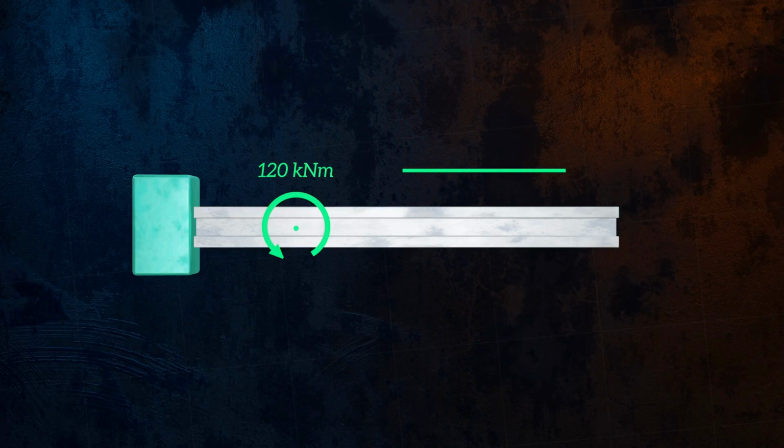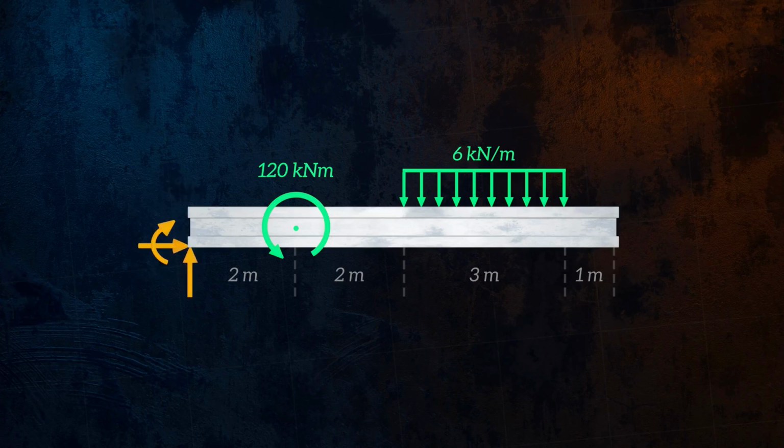Here we have a cantilever with an applied concentrated moment of 120 kilonewton meters and a distributed force of 6 kilonewtons per meter. Again, we start by drawing the free body diagram. Because the support is fully fixed, we have vertical and horizontal reaction forces, RA and HA, and reaction moment, MA.